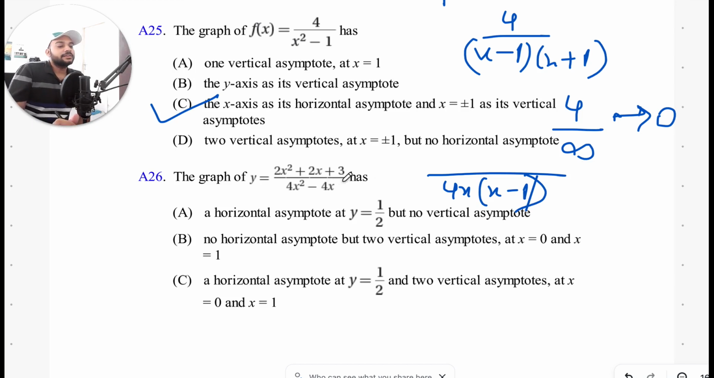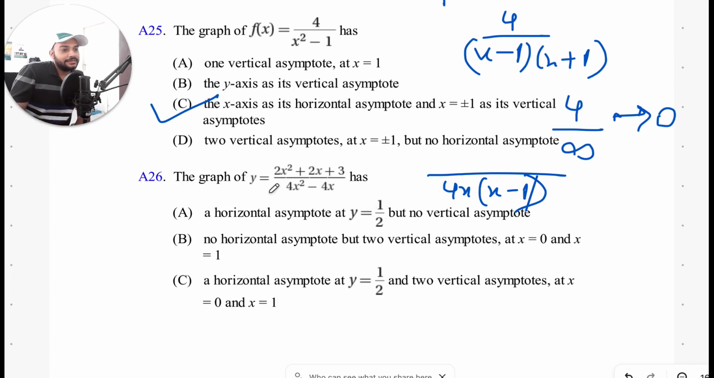For the horizontal asymptote, we need to check the limit. So x tends to infinity. Let's check this. This is a rational expression. Two polynomials, one in numerator, one in denominator. So following the rule, we check the degree of the polynomial, that is a 2 on both sides. Since the degree is equal, we'll get a real value.